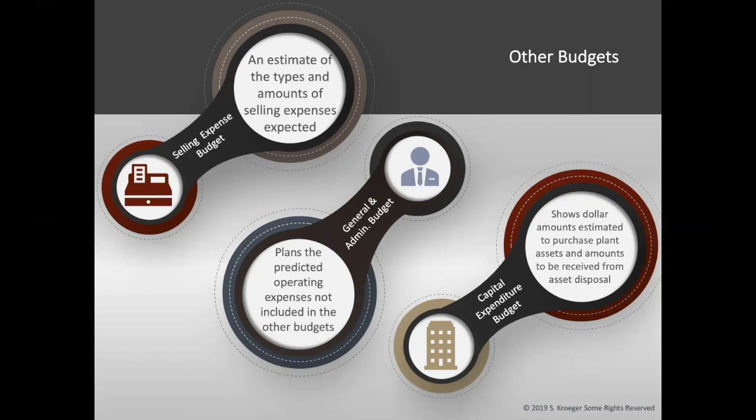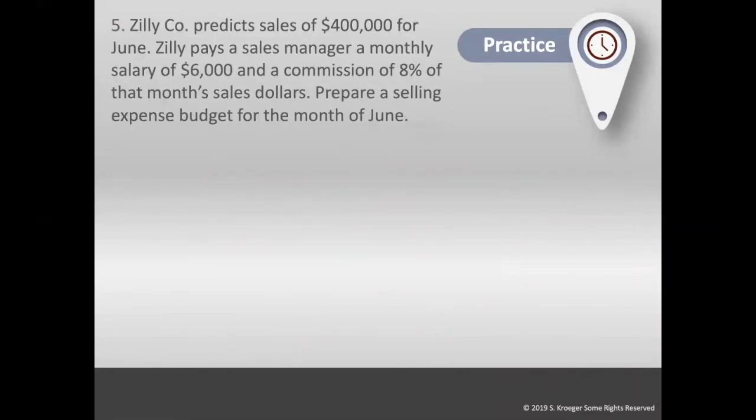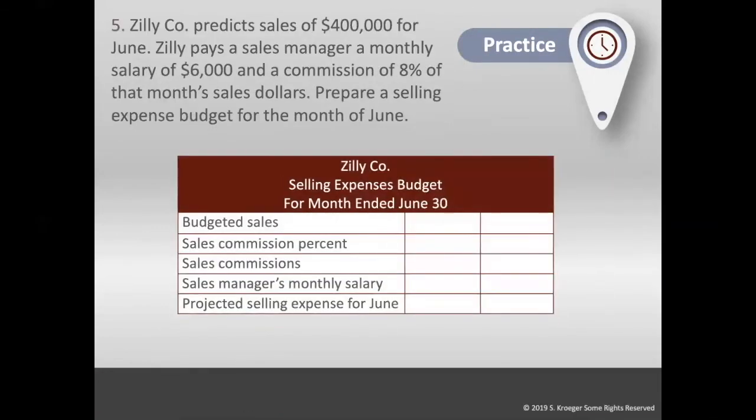We will now go over the selling expense budget. This is number 5 on your classwork. We have Zilly that predicts sales of $400,000 for June. Zilly pays a sales manager a monthly salary of $6,000 and a commission of 8% of that month's sales dollars. Prepare a selling expense budget for the month of June.